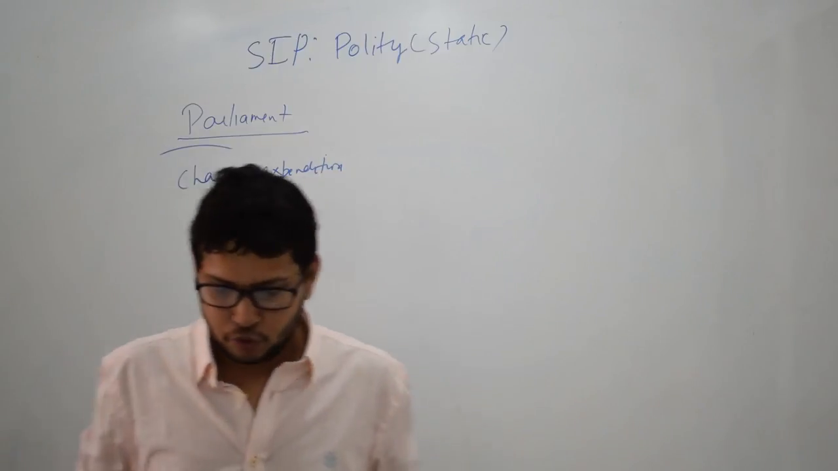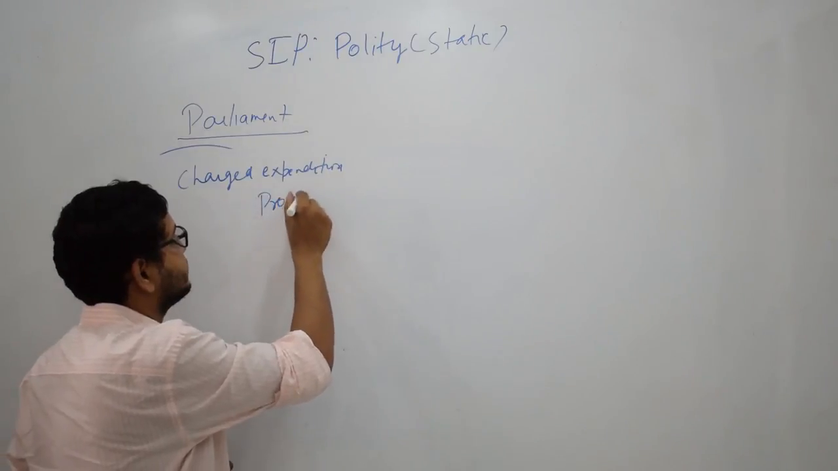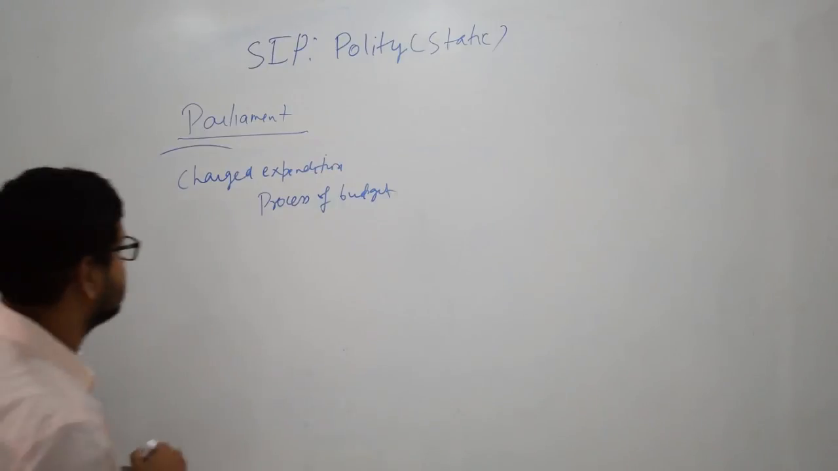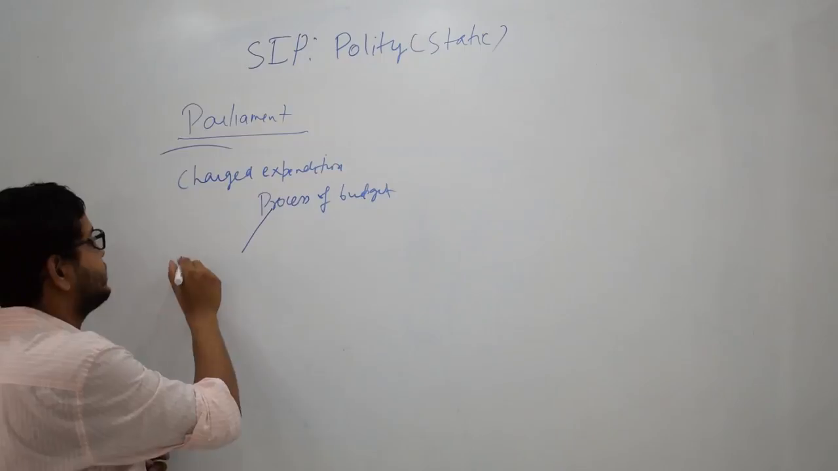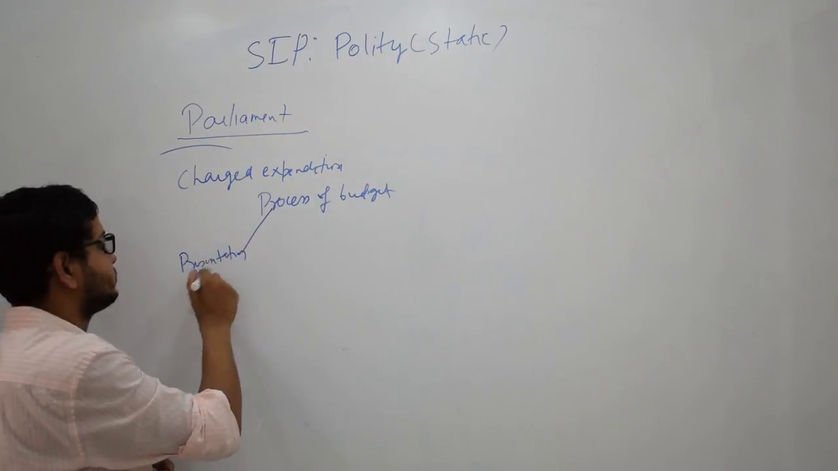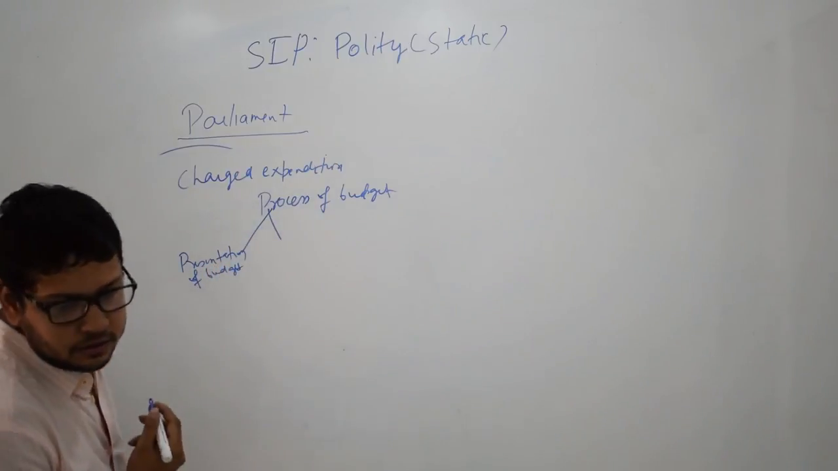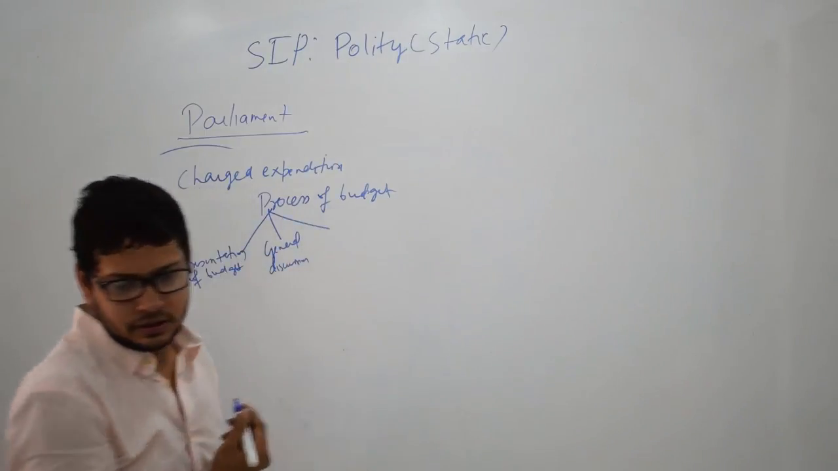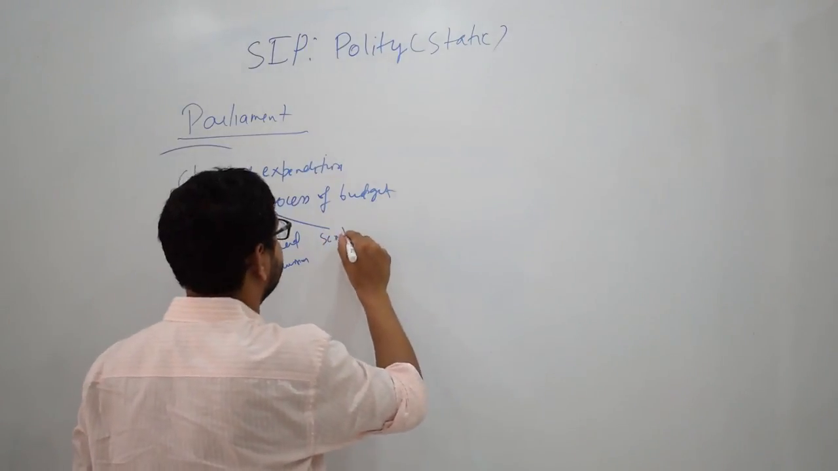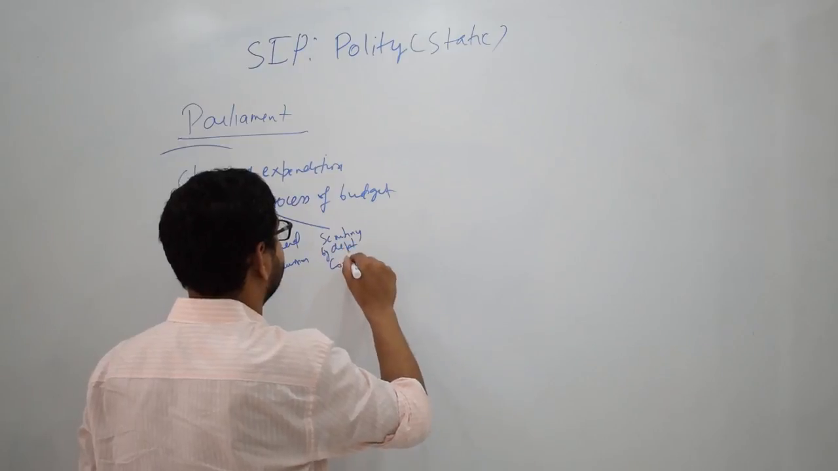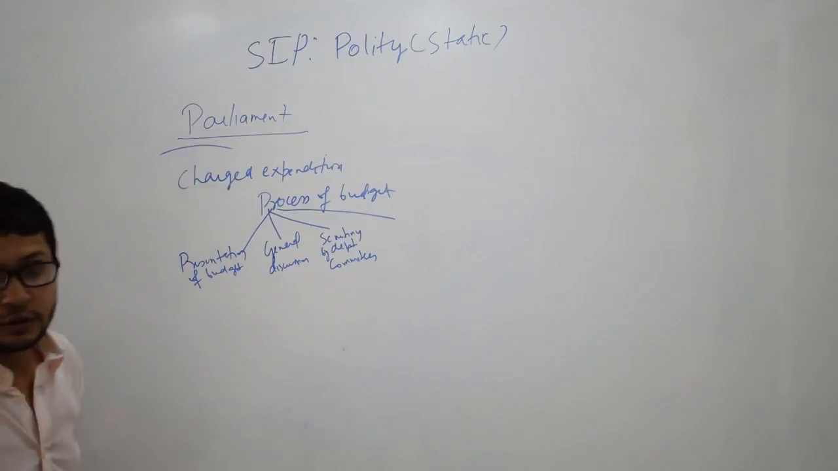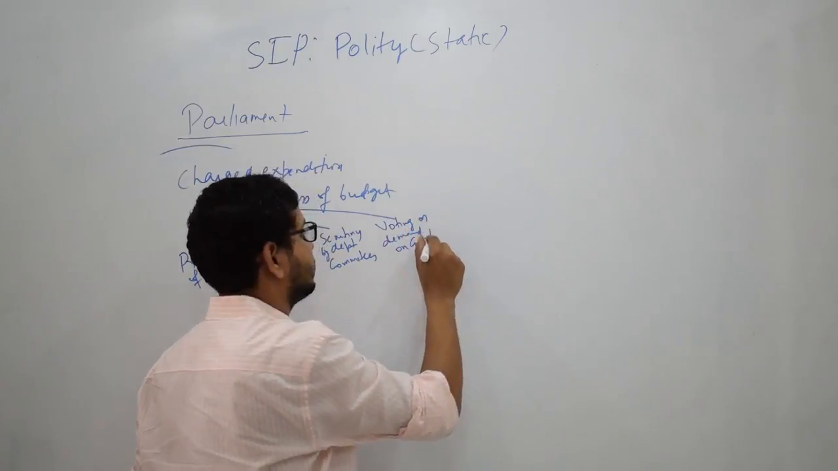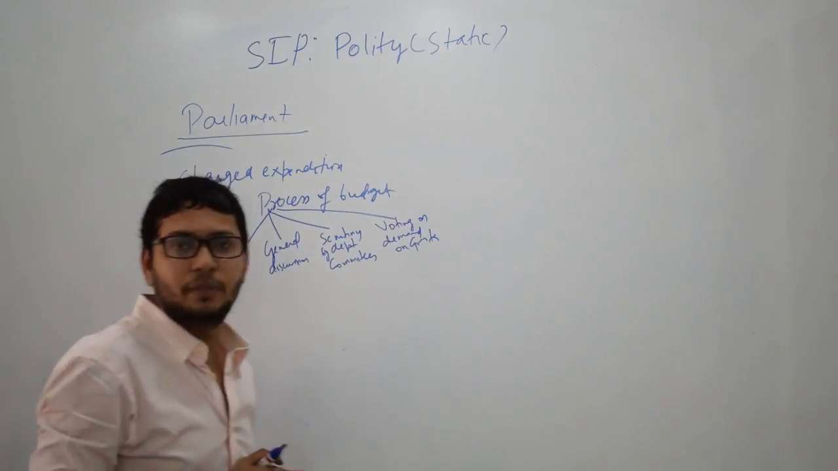So what is the process of the budget? The process of the budget involves 6 steps. First is presentation of the budget. Next is general discussion. Third is scrutiny by departmental committees. Fourthly, voting on demand for grants. Then fifthly and sixthly, passing of the appropriation bill and the finance bill.